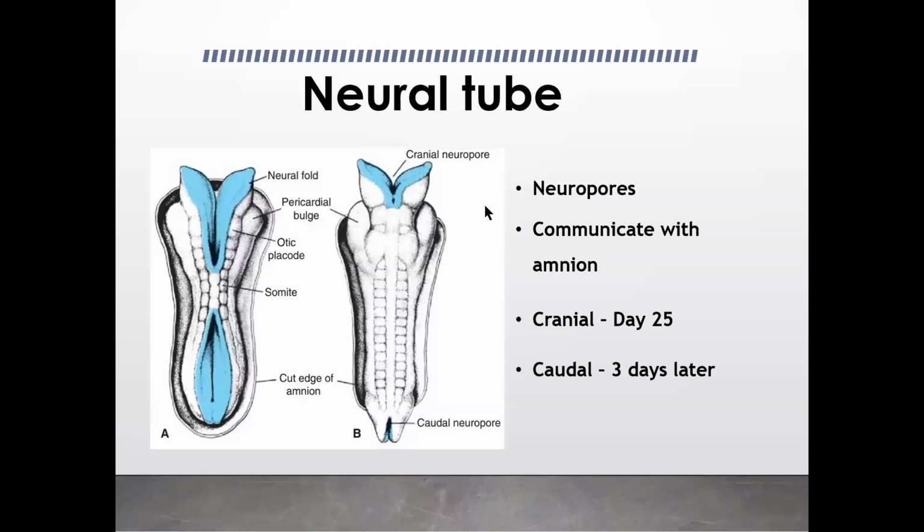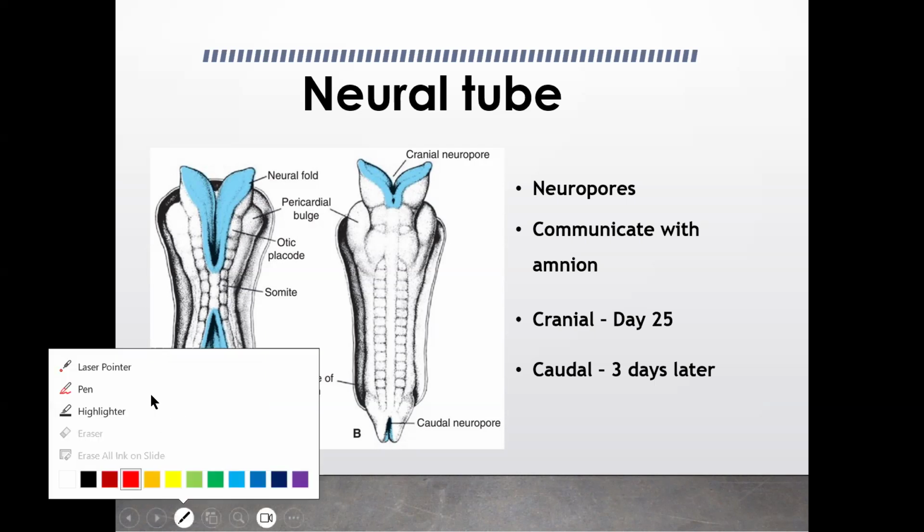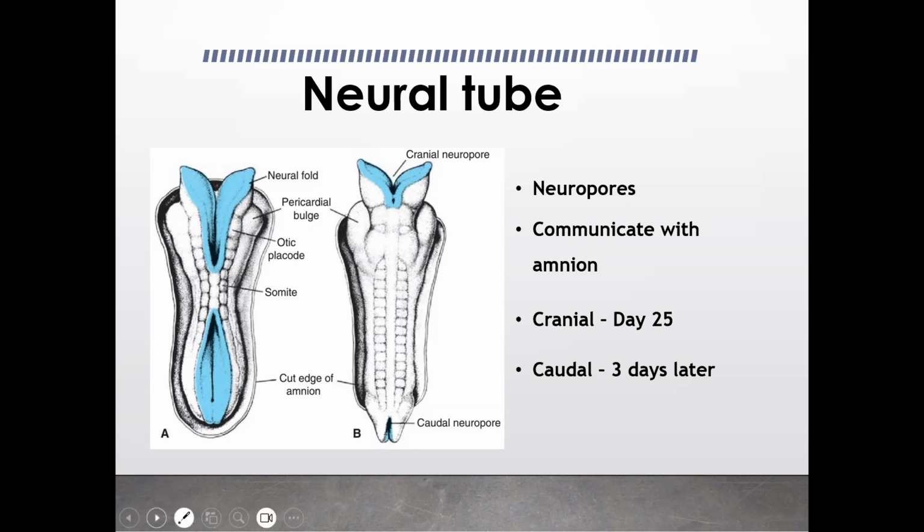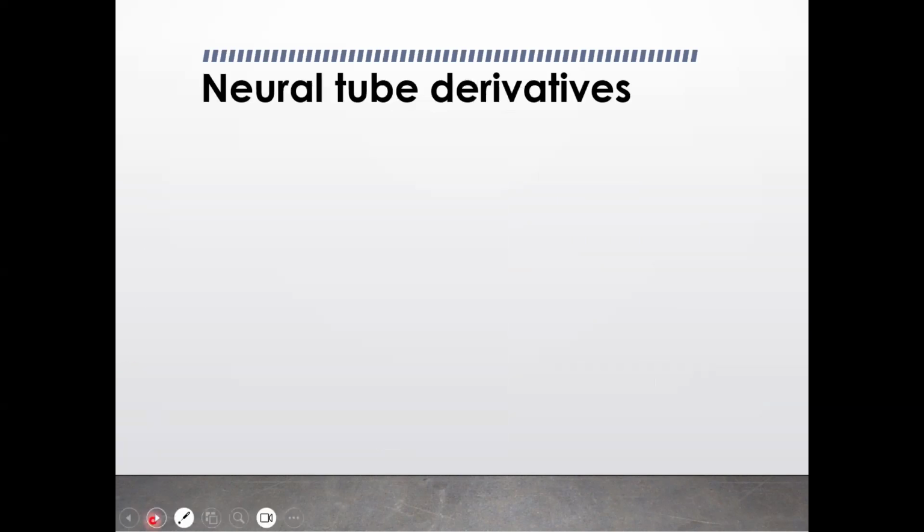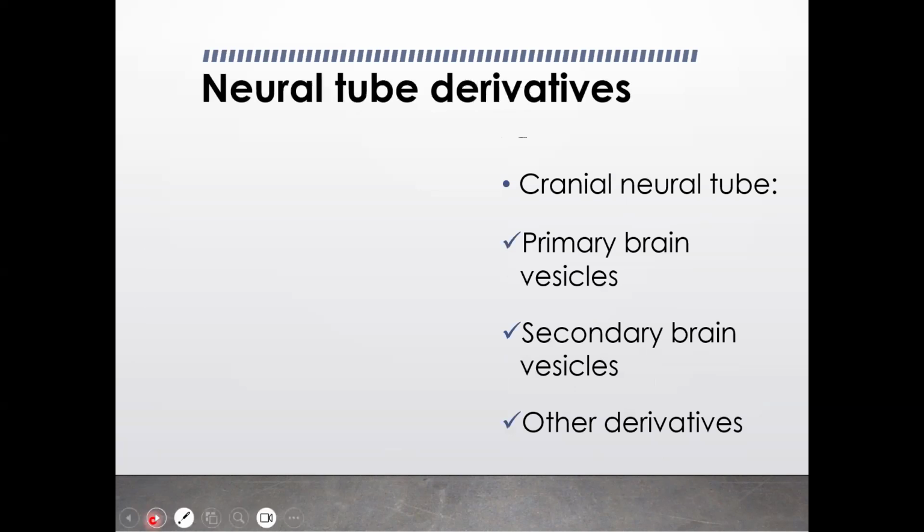So welcome again. We'll go ahead and discuss what we've been discussing. In the earlier session, we talked about the neurotube and the various neuropores and the time that they usually close and open. We also talked about the neurotube derivatives. So at this point, we are going to start now with the neurotube derivatives.